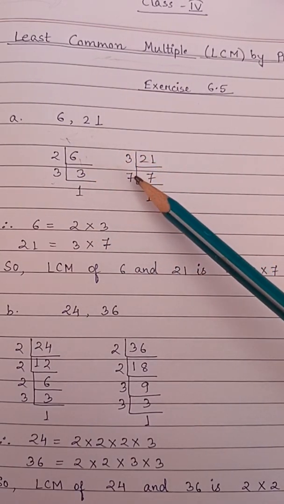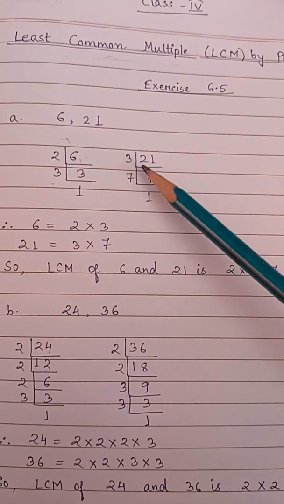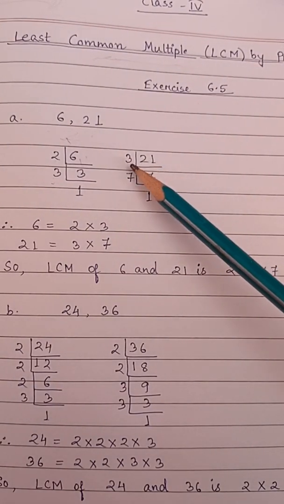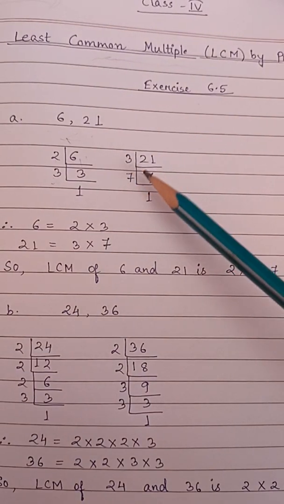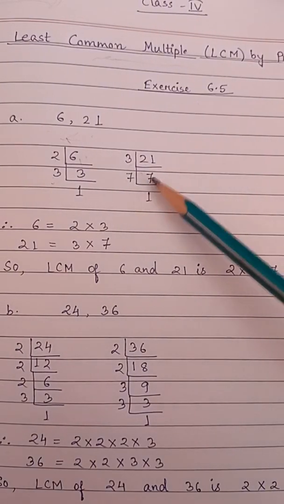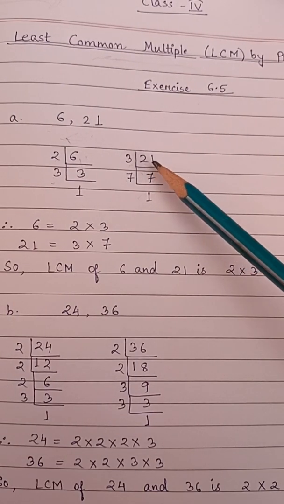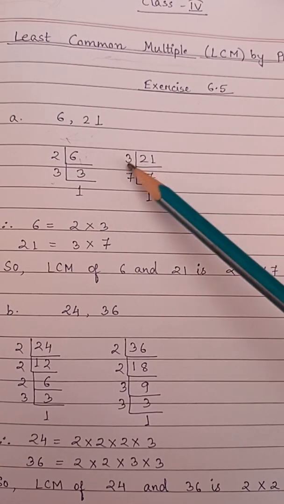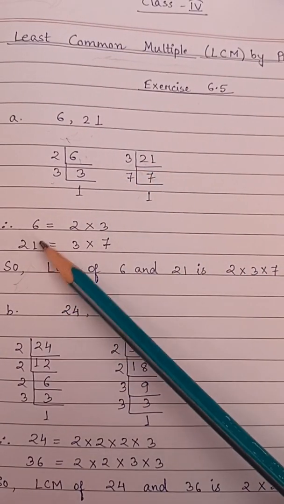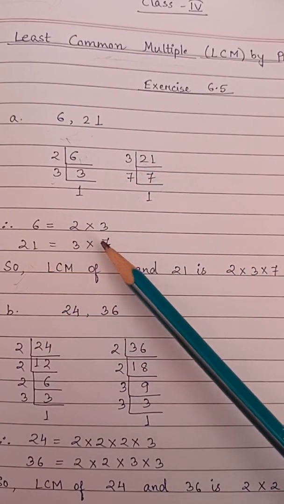Similarly, you have to find for 21 also. 21 is not divisible by 2, right? So I have divided by 3. As you know, 3 7s are 21. Then 7 is a prime number, divisible by 7 only, so divide it by 7. 7 1s are 7. So for 21 we get its prime factors as 3 and 7. That's why here I have written 21 equals 3 into 7.